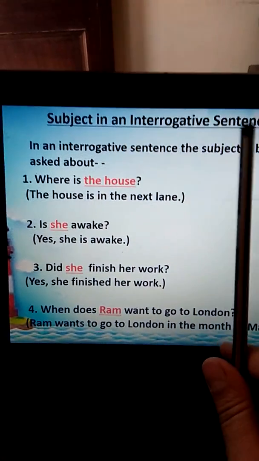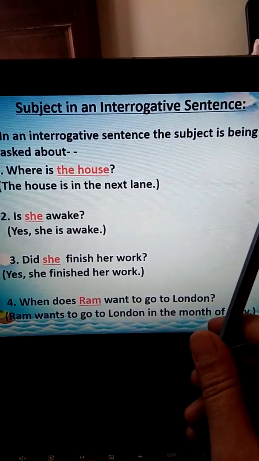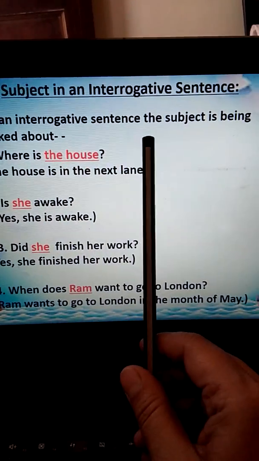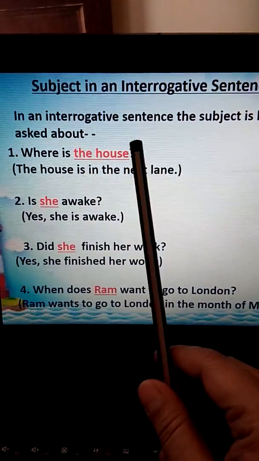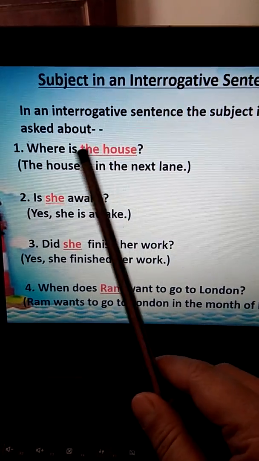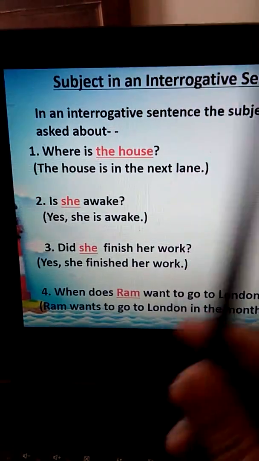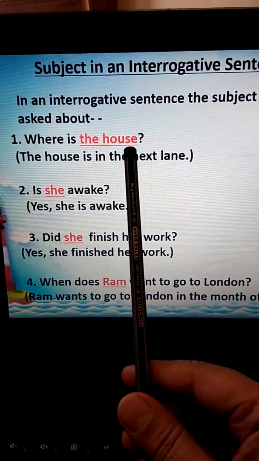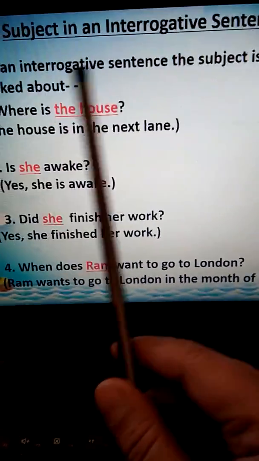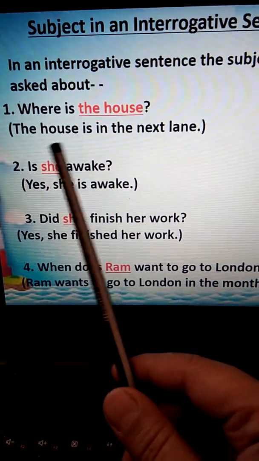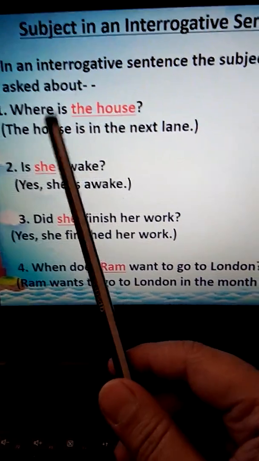Okay. In the interrogative sentence, what is an interrogative sentence? Asking questions, right? In an interrogative sentence, the subject is being asked about. Where is the house? So, somebody is asking about the subject. Clear? Where is the house? The house is in the next line. This can be the answer. So, the subject is the house.